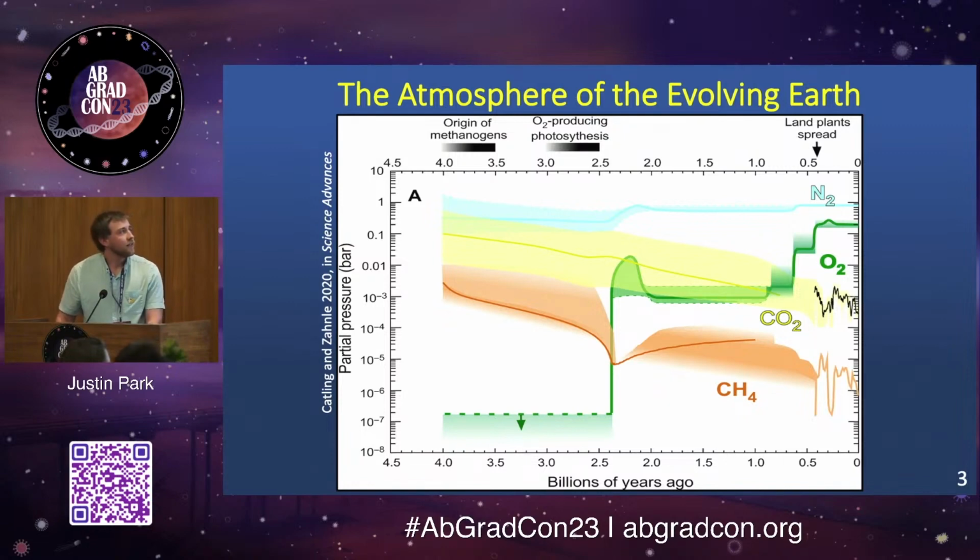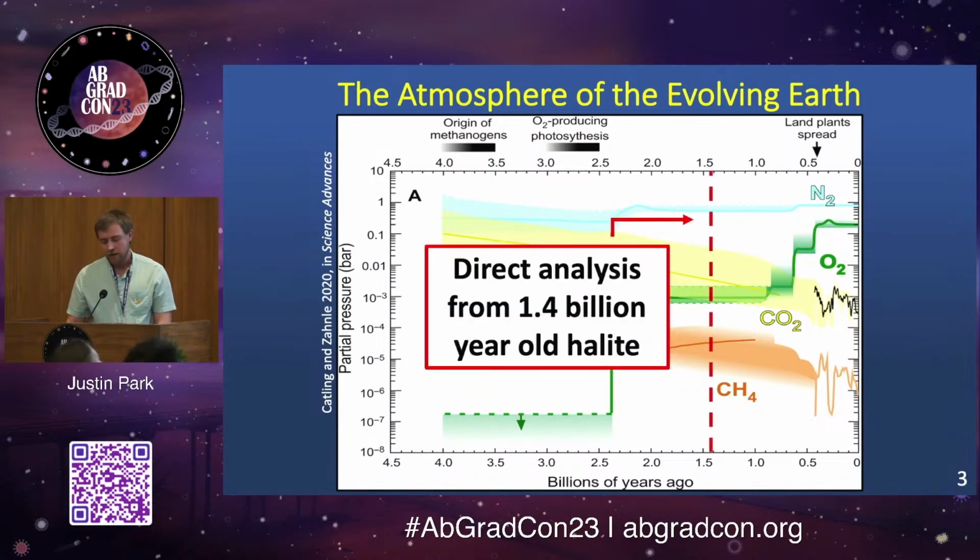Now, also, in the period between 2 and 1 billion years ago, here, we have this period known as the Boring Billion, and it's aptly named for the apparent stagnancy of the atmospheric evolution. Now, what we're interested in doing is providing ancient atmospheric constraints using fluid inclusions in the period between these 2 points, using direct analysis from 1.4 billion-year-old fluid inclusions.